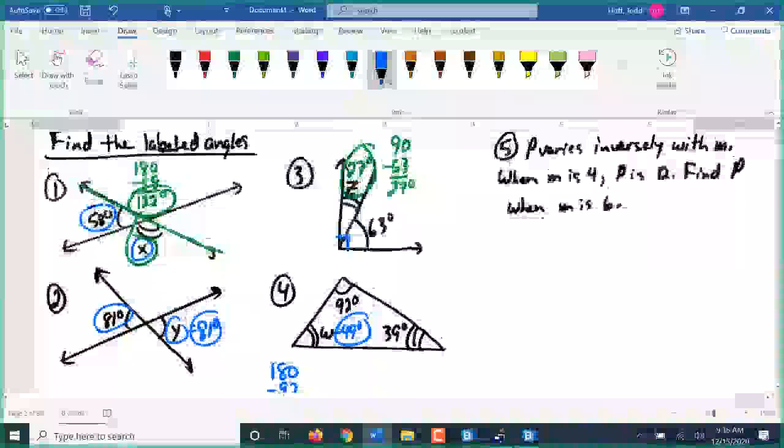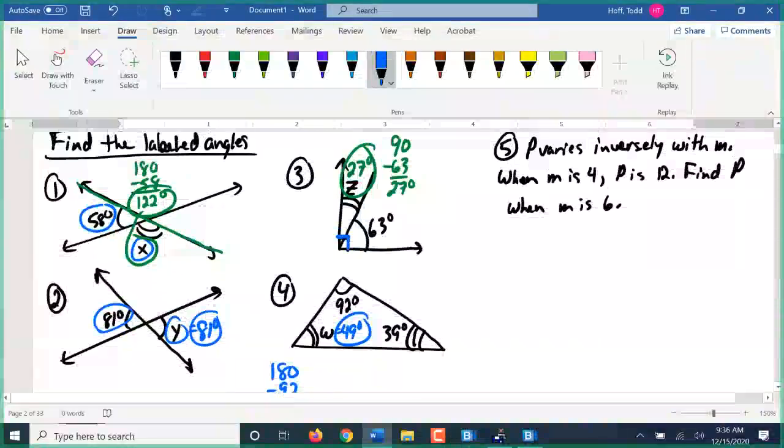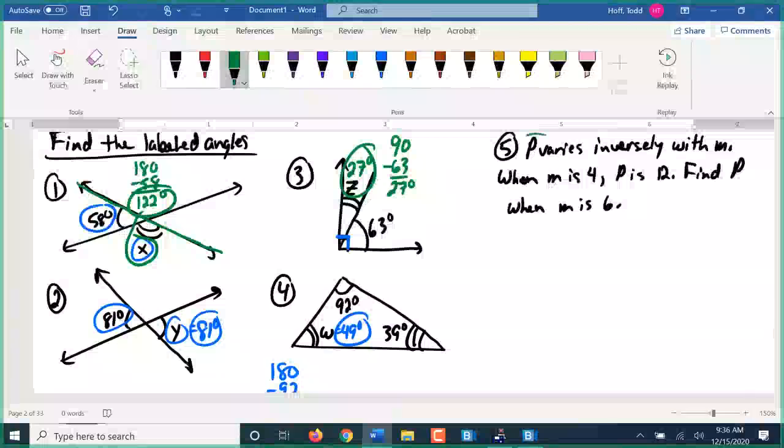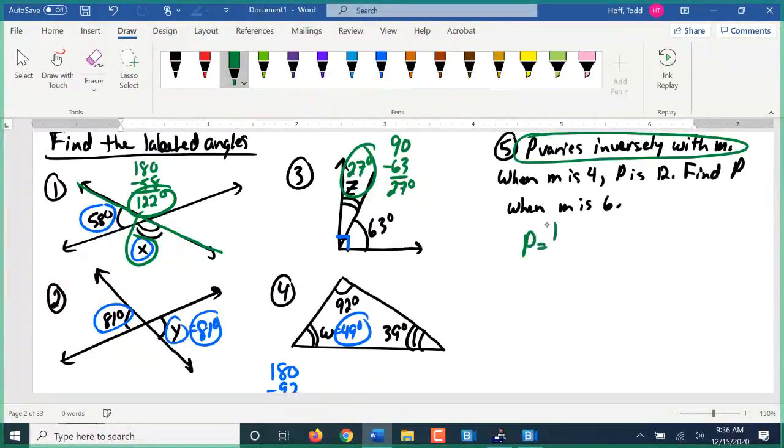Problem number 5 is a different type of problem. It's talking about variation. We have our first piece of information. P varies inversely with M. So that means P equals a constant divided by M. That's what inversely means. Is this going to be that form of an equation?